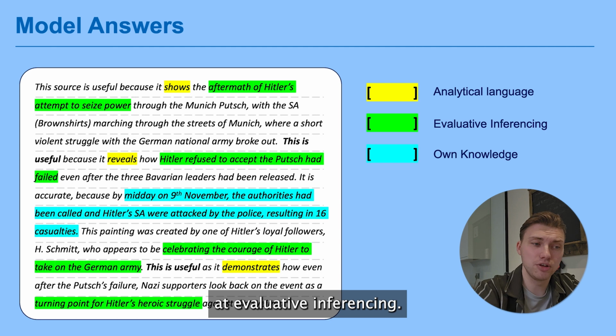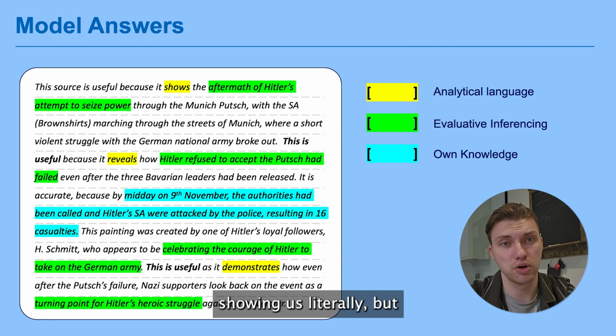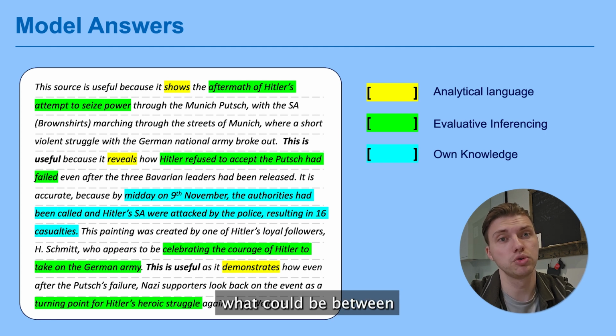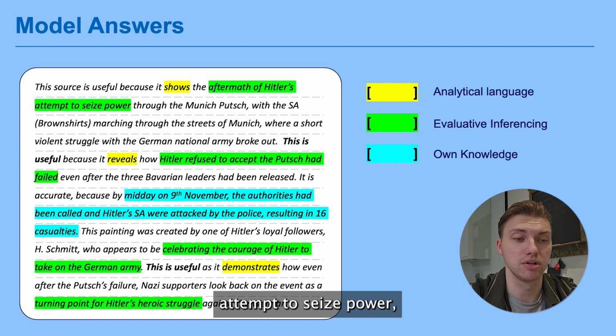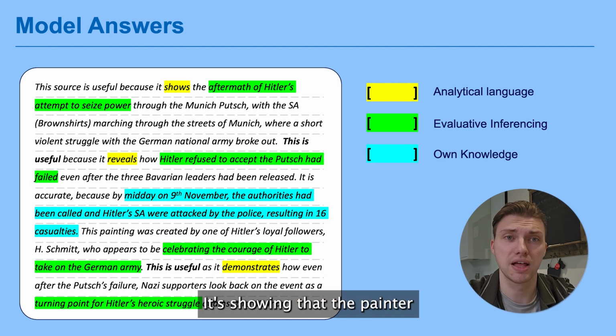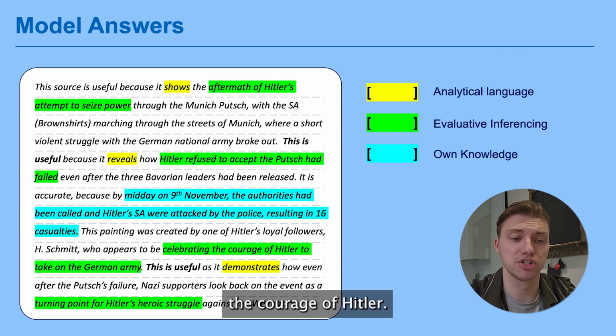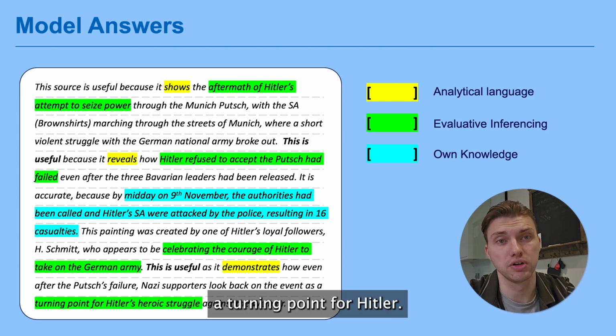Then I've looked at evaluative inferencing. So where has this response made inferences about not just what the source is showing us literally, but what could be between the lines? So the aftermath of Hitler's attempt to seize power. It shows that Hitler's refusing to accept failure. It's showing that the painter is celebrating the courage of Hitler. And we could consider this a turning point for Hitler.